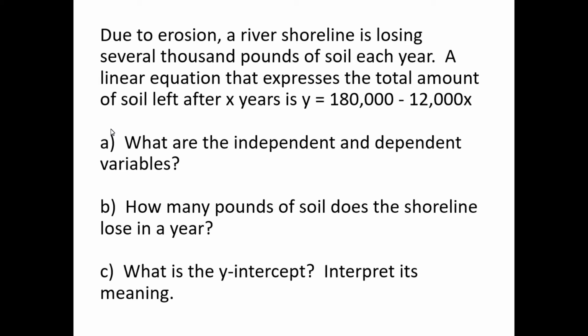Due to erosion, a river shoreline is losing several thousand pounds of soil each year. A linear equation that expresses the total amount of soil left after x years is y equals 180,000 minus 12,000x. What are the independent and dependent variables? How many pounds of soil does the shoreline lose in 1 year? And what's the y-intercept? Interpret its meaning. Again, I'm going to give you about 20 seconds here to think, try and plan out what your answer would be, and write it on your Cornell notes.